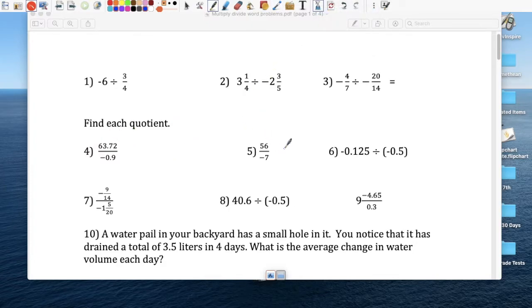This one, -56 divided by -7. Okay, so again, we know our answer is going to be negative, so let's do 56 divided by -7. Let's see what kind of answer we get here. It's 8. Oh, sorry, I don't even know what I'm doing. It's just 8. This one is going to be a positive answer.